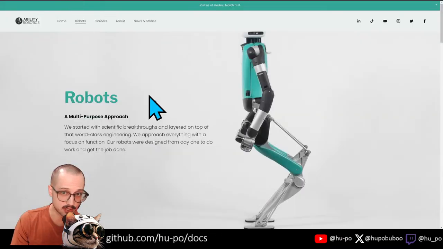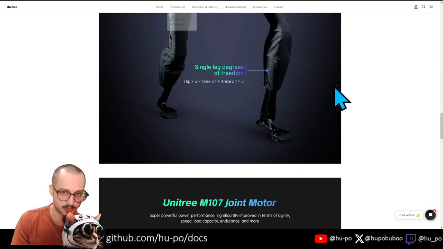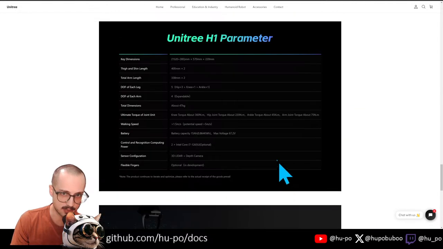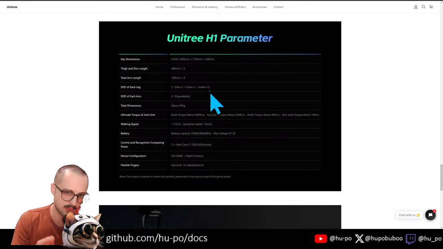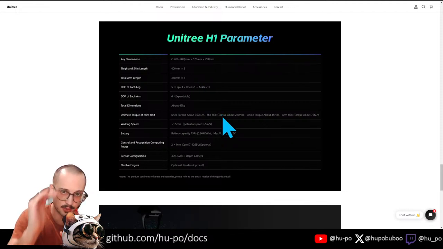So for example, if we go here to the Unitree robot, we scroll down, there's going to be a spec sheet here, and then here you go, boom. It says degrees of freedom of each leg, 5. Degrees of freedom of each arm, 4. So if you were to add up all of these degrees of freedom, and then imagine a vector that has one number for each of these degrees of freedom, that's going to largely be the observation space of the robot. It's all the different parts that you can measure, and by parts, I mean joints.